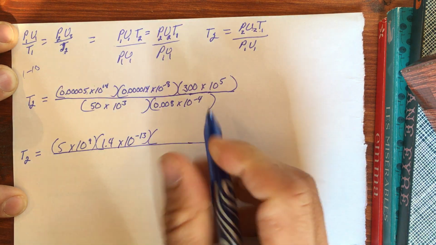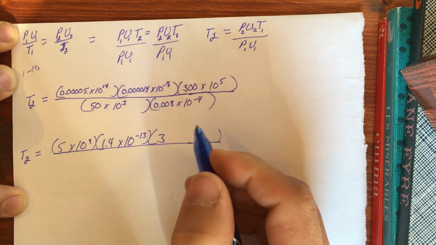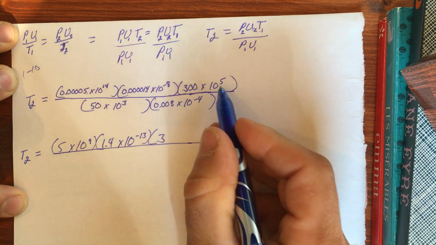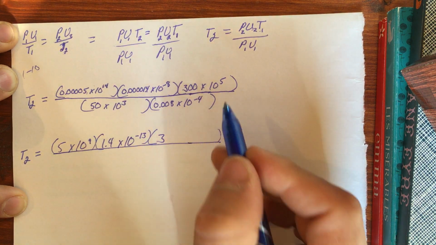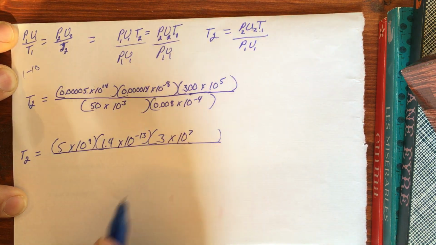And then for this one, we move the decimal point 2 places to make it 3. And since we made it 2 places, this number 2 places smaller, this number needs to be made 2 places larger. So times 10 to the 7th.